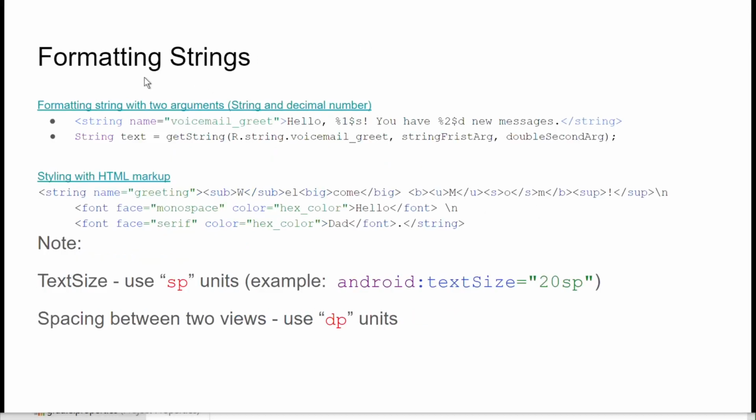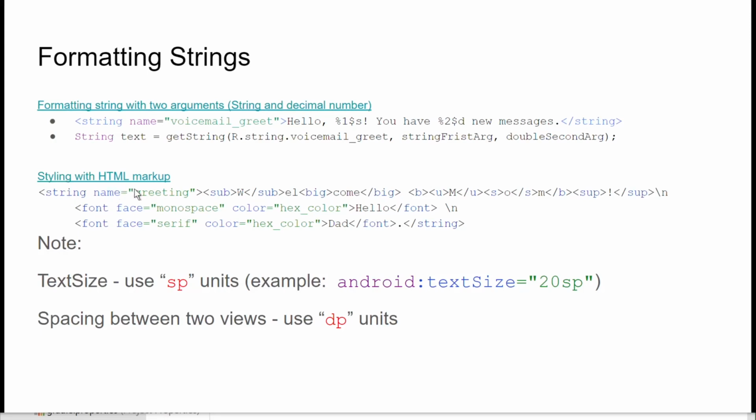Then we're going to format strings with arguments or parameters. In this case, the example will have 2 parameters. The first one being %1, and the second one is %2. First, we'll receive a string, and then we'll receive a decimal. To access that string, we'll use getString, R.string, and the name of the first argument. So it could be Bob, and the second one could be 13. You would say, hello Bob, you have 13 new messages.